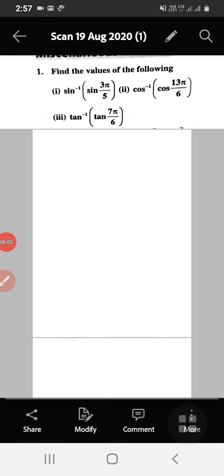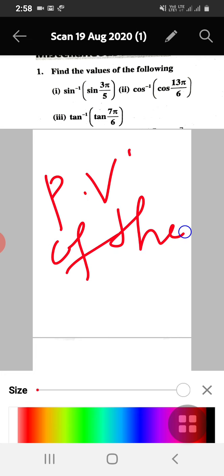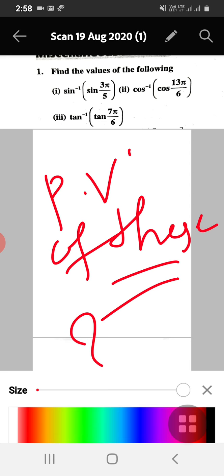Okay, let us continue to solve some more problems here. On the screen you are observing, three problems have been attached. Find the values of the following. Value means we have to find out the principal value. We have to find out the principal values of these.